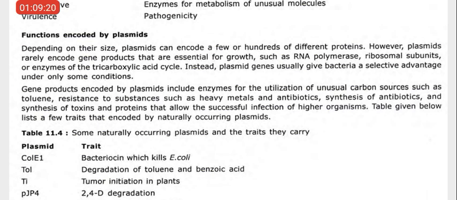Instead, plasmid genes usually give bacteria a selective advantage under only some conditions. Gene products encoded by plasmids include enzymes for the utilization of unusual carbon sources such as toluene, resistance to substances such as heavy metals and antibiotics, synthesis of antibiotics, and synthesis of toxins and proteins that allow the successful infection of higher organisms.